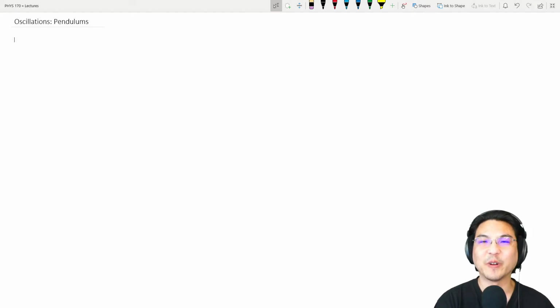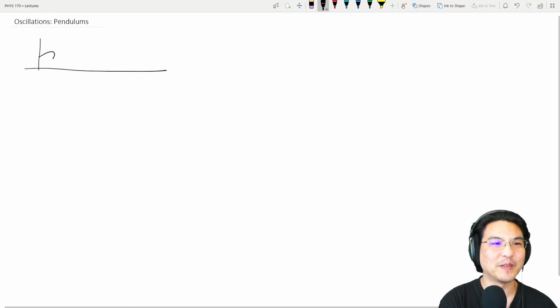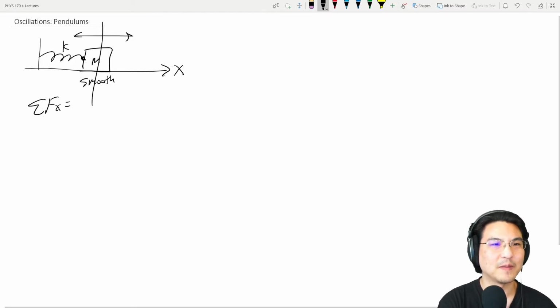Hey everybody, let's continue our discussion on simple harmonic motion with the world's fastest recap of what we did last time. So let's say you have a mass connected to a spring and it's bouncing around on a smooth surface. Let's call this X. Okay, so in the X direction, I'll put the origin over here. So let's say the block is on this side. So now the spring is stretched.